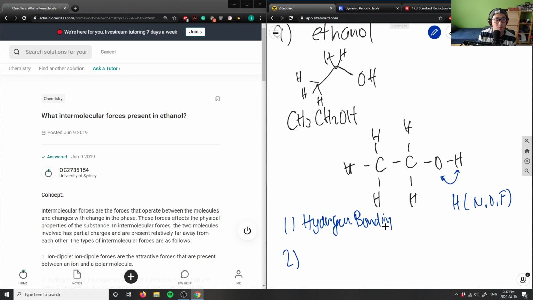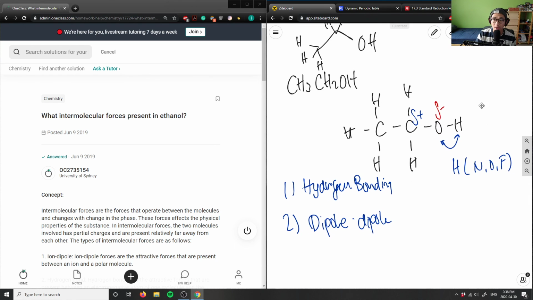Number 2, dipole also exists in ethanol here, because I have a partial negative charge on my oxygen here. So this here is pulling electron density away from my carbon, right? The electronegativity difference between carbon and oxygen is great. So therefore I have a dipole force here as well. So I have 1, 2, which is great.